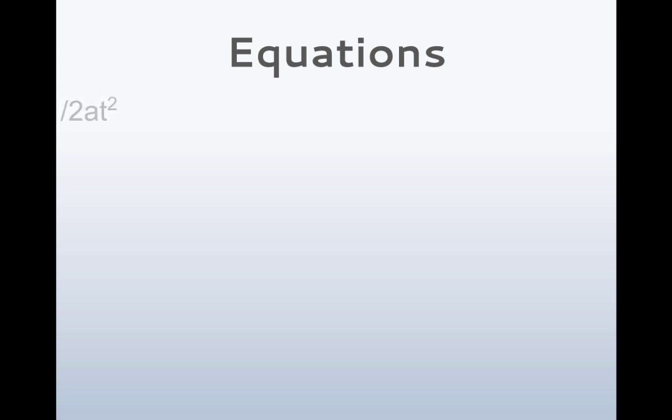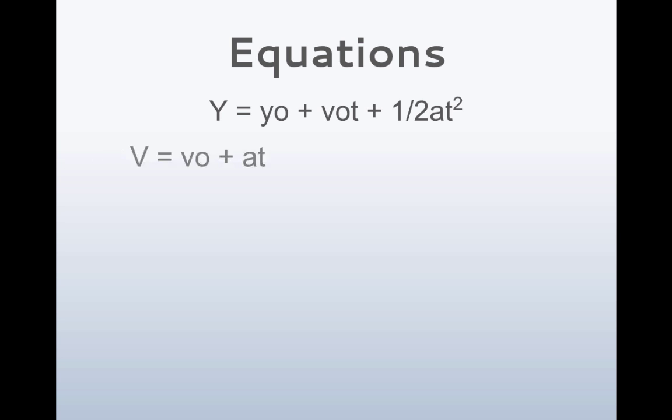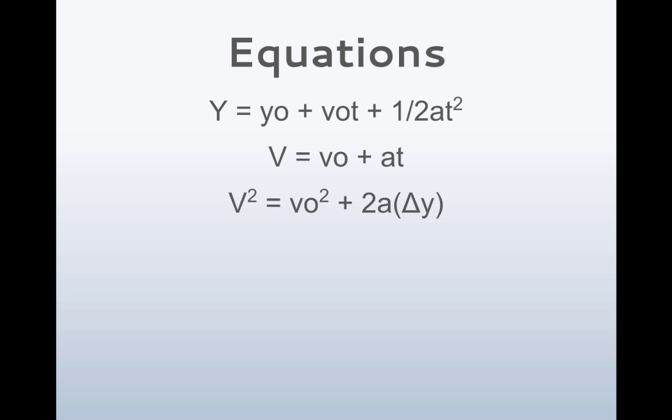So here are your equations again. Kinematic 2 is now y is equal to y naught plus v naught t plus 1/2 a t squared. Don't forget the squared. Kinematic 1, v is equal to v naught plus at. And kinematic 3, v squared is equal to v naught squared plus 2a delta y, meaning the change in the height.